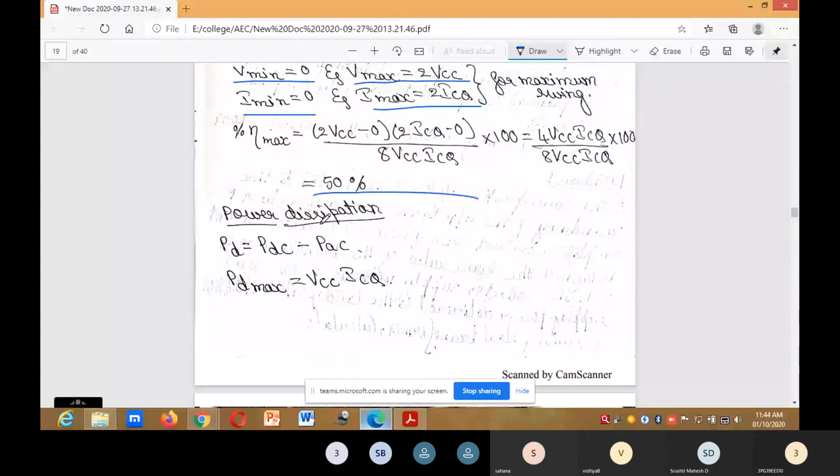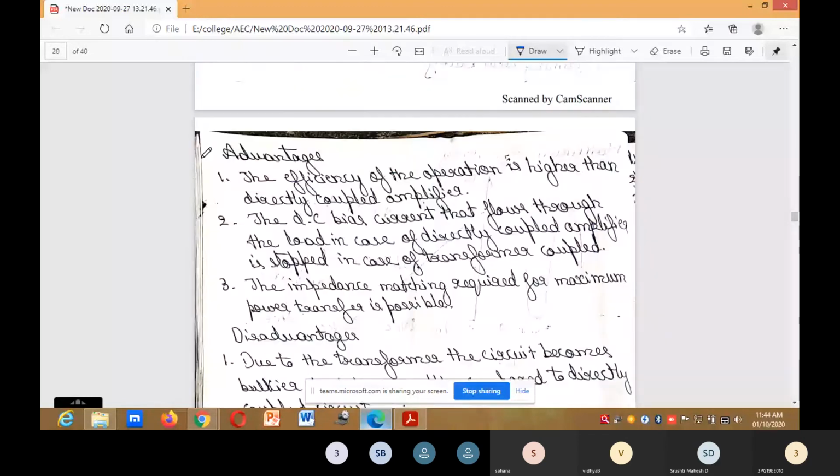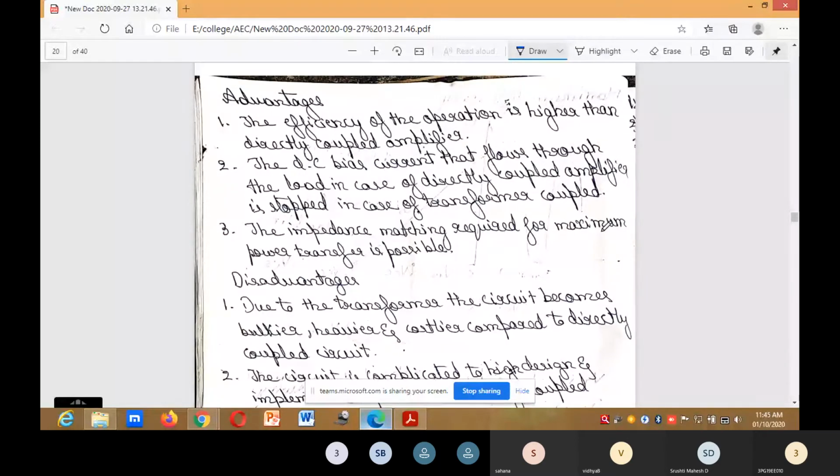Power dissipation PD is equal to PDC minus PAC, and PD maximum is equal to VCC into ICQ. Next, advantages. The efficiency of the operation is higher than the directly coupled amplifier, and compared to the series fed it is more. The DC bias current that flows through the load in a directly coupled amplifier is stopped in the transformer coupled case. The impedance matching required for maximum power transfer is possible.